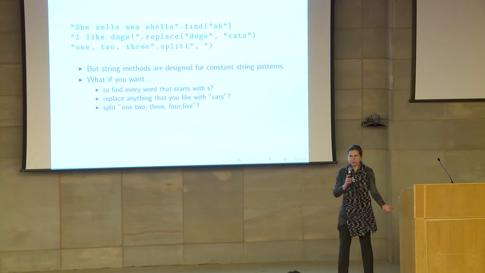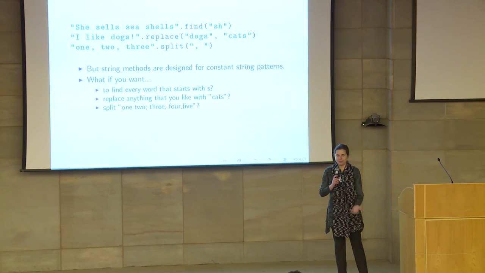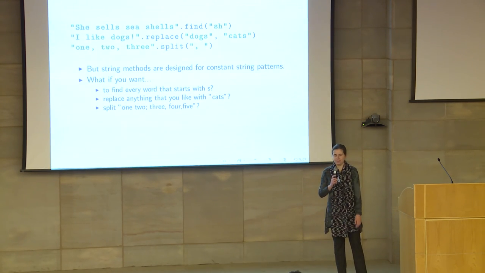Why would you want to use regular expressions in Python in the first place? We have string methods. We have find and replace and split, and we can use all these things on text. But these are relatively simple methods, which are mostly designed for fixed patterns. So if you know that you're always going to be looking for sh, or always going to be using dogs and cats, or you have a perfectly predictable string where the delimiter is always going to be a comma or a space, then you don't need regular expressions. You can just use the built-in methods, which are perfectly fine.